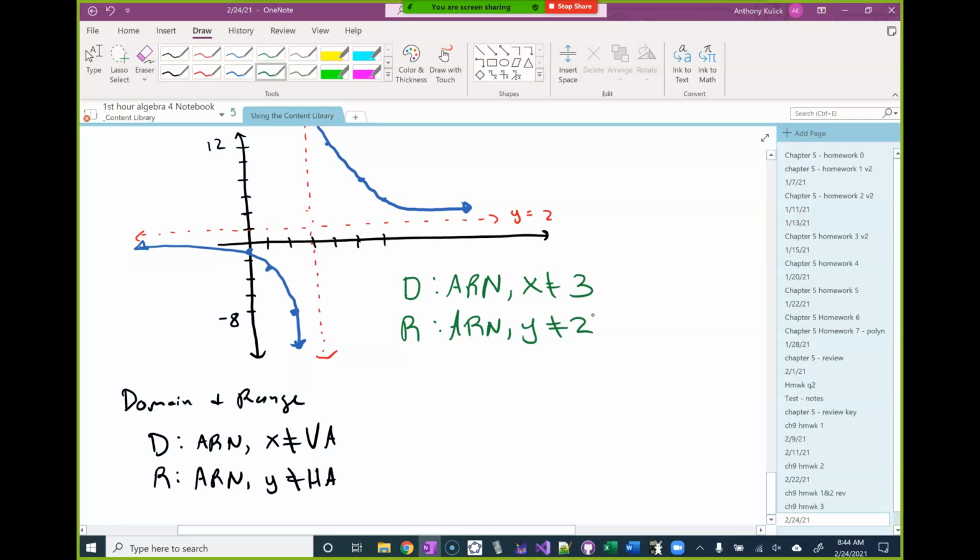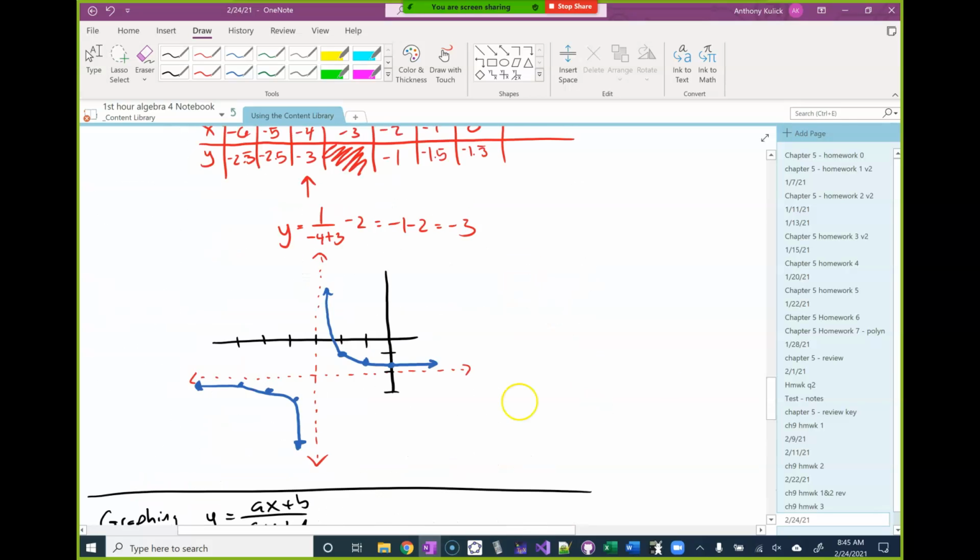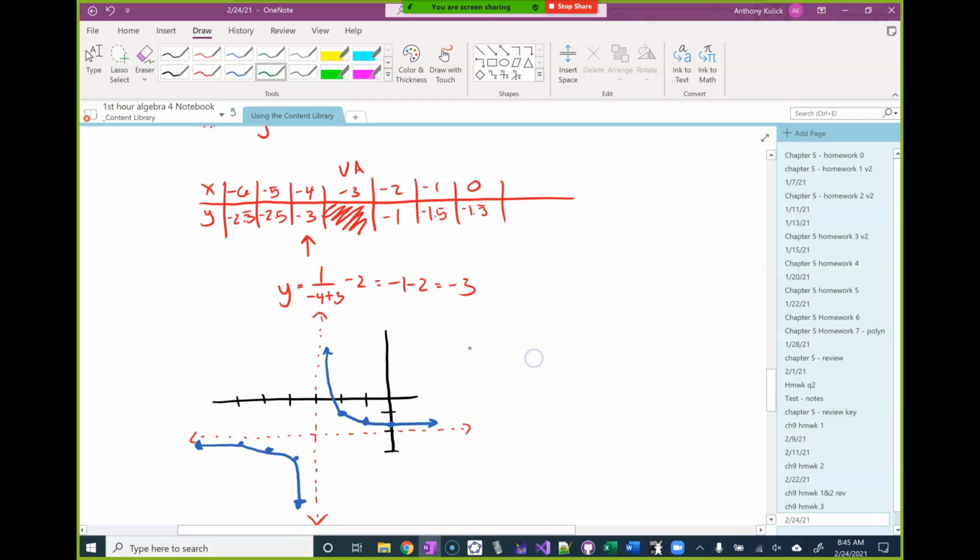Everybody's okay with that? And if I went back to the first example we did, there my domain would be all real numbers except for -3. And my range would be all real numbers except for -2. What do you guys think on that one?